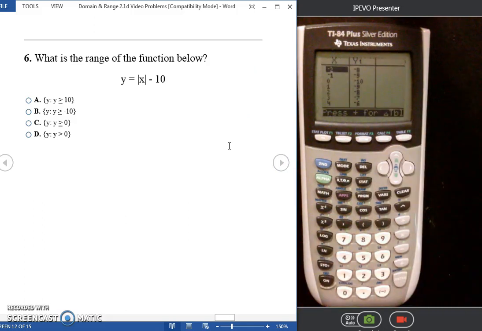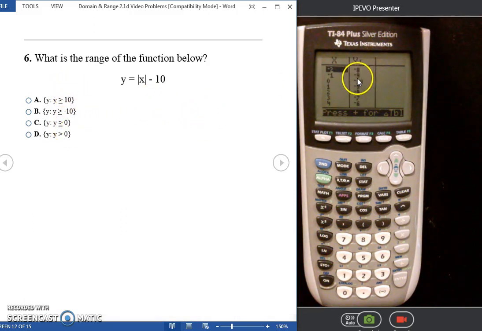So I'm going to go ahead and press second table. And as I look at my answers here, it's looking at numbers in the range around 10, negative 10, and 0. And all of these either have a greater than or equal to or just a greater than there. So I'm looking at the range to see if I have numbers that the range is greater than or equal to 10, greater than or equal to negative 10, greater than or equal to 0, or greater than 0. So first I'm going to look to see if I can find any of these numbers.